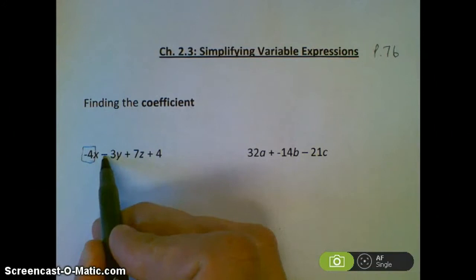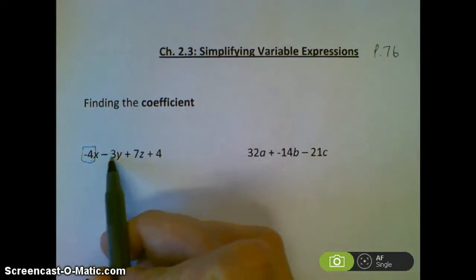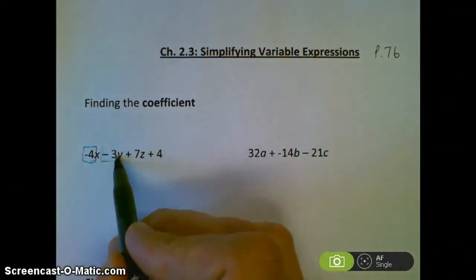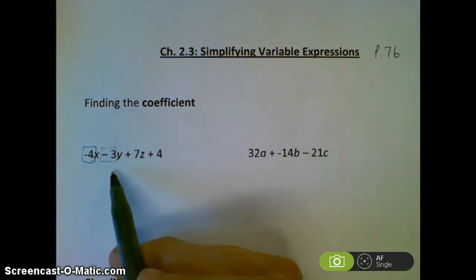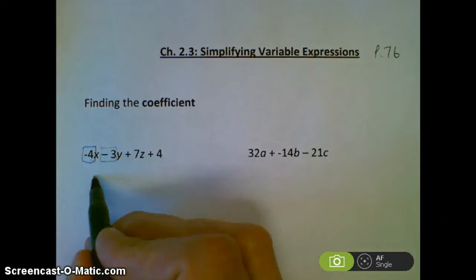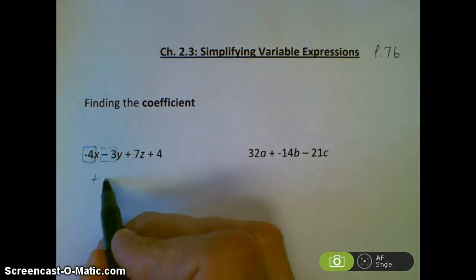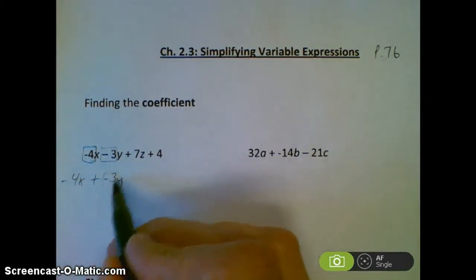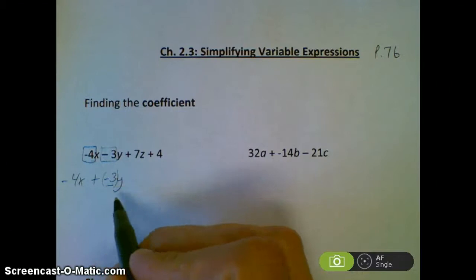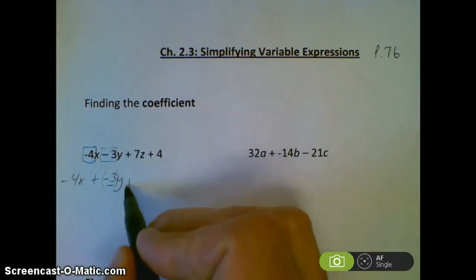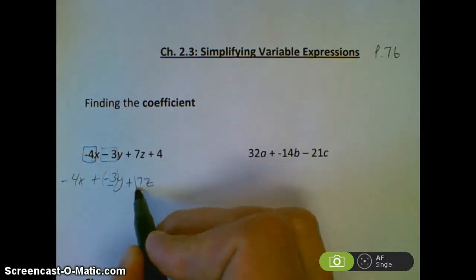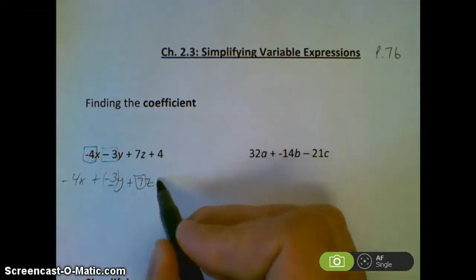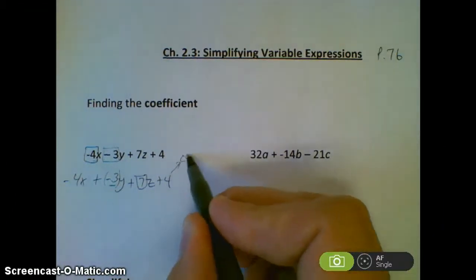So one way to remember this is that if I'm subtracting a number, then the coefficient is the negative number. So this coefficient is negative 3. The other way to do it is what I've always been suggesting to you, is change subtraction to addition of the opposite. So this minus 3y becomes plus a negative 3y. So that makes negative 3 my coefficient. Plus 7z, a positive 7 is the coefficient, and this plus 4 is a constant.